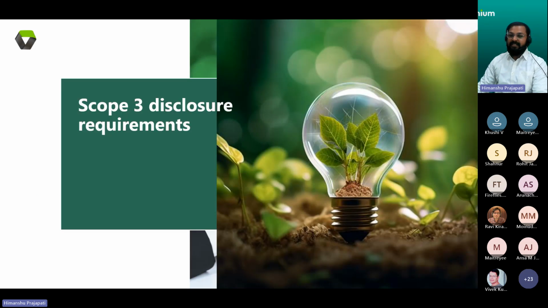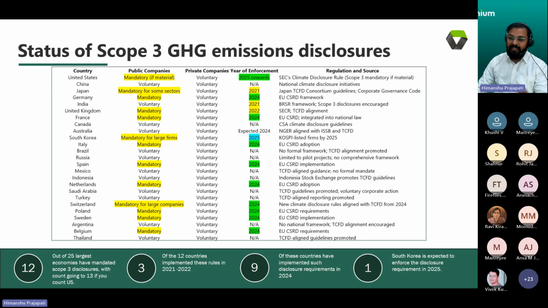Let's quickly talk about the scope 3 disclosure requirements. We saw that in many cases, scope 1 and scope 2 are mandatory. Here is a list of, let's say, the top 25 largest economies. Of the top 25 largest economies, 12 have mandated scope 3 emissions. They need to be disclosed for all the public companies.